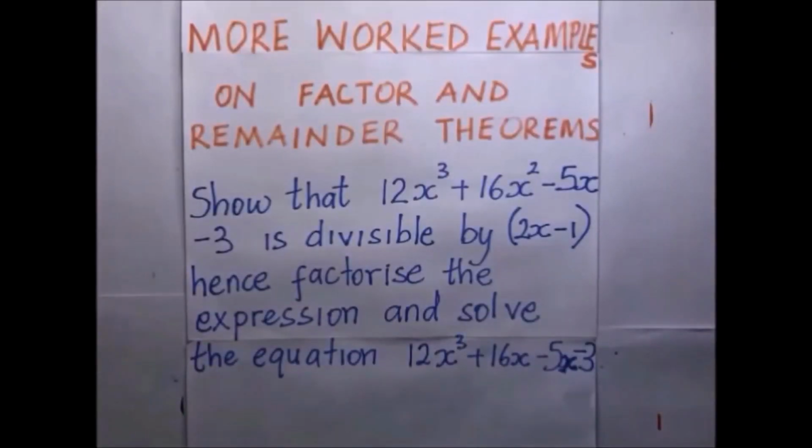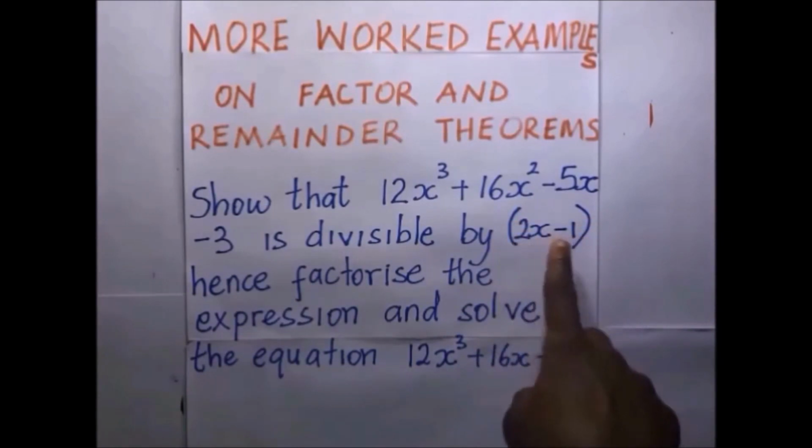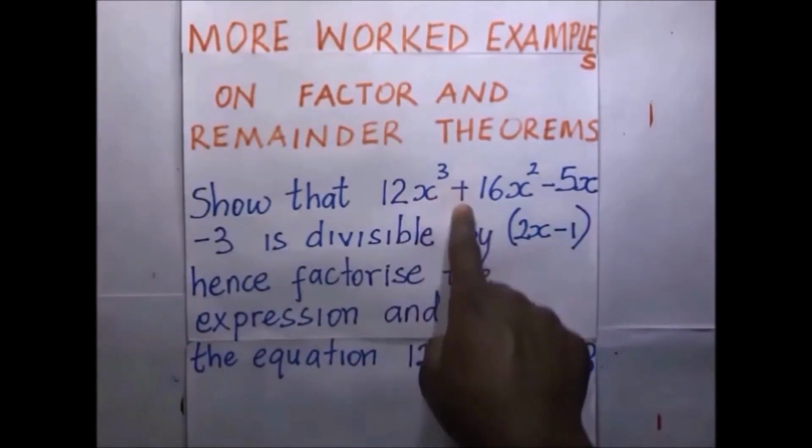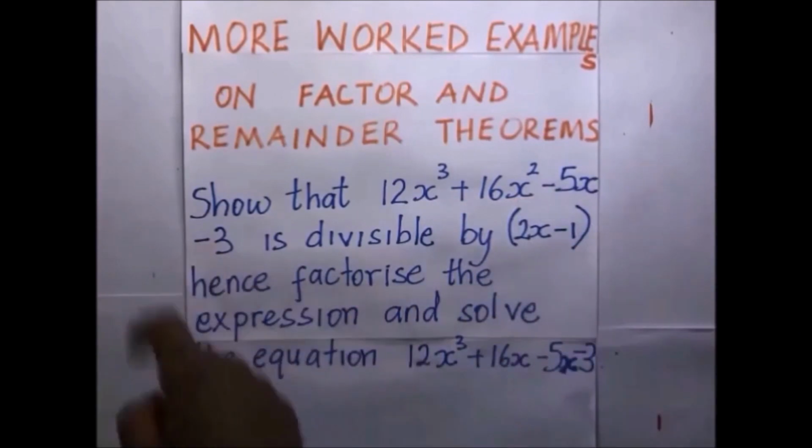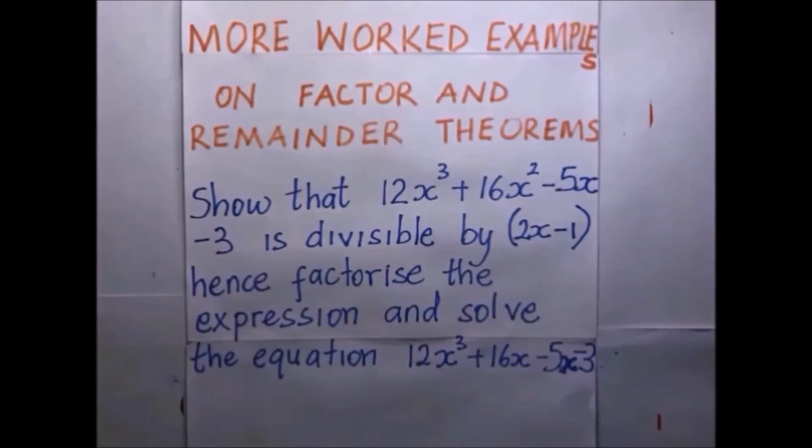In this example, we are required to show that 2x minus 1 is a factor of this polynomial, 12x cubed plus 16x squared minus 5x minus 3. And afterwards, you're supposed to factorize it and solve this expression. By solving this expression, it means they are asking us to find the values of x for this polynomial, which is of order 3.